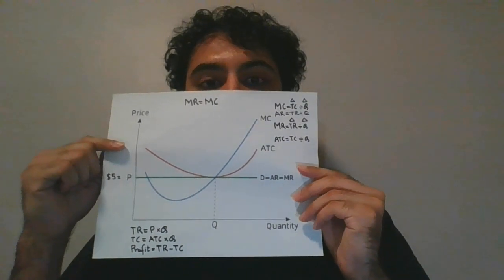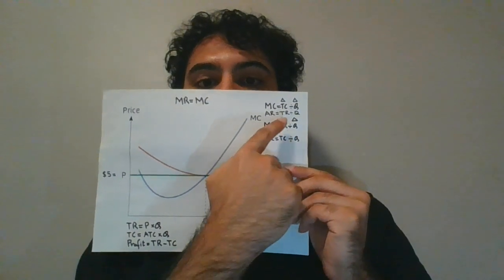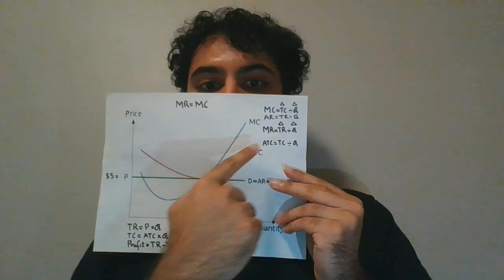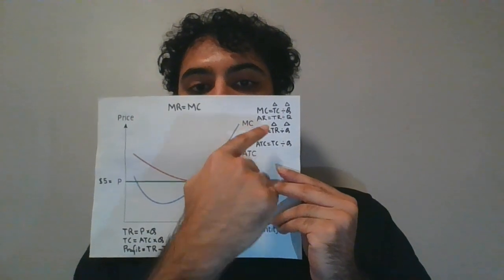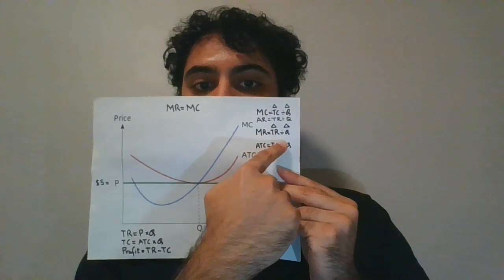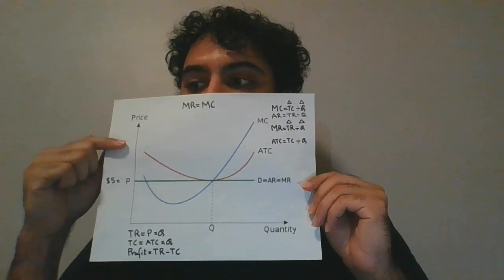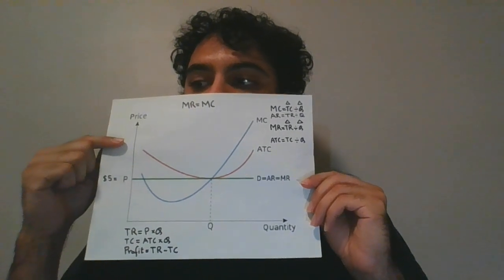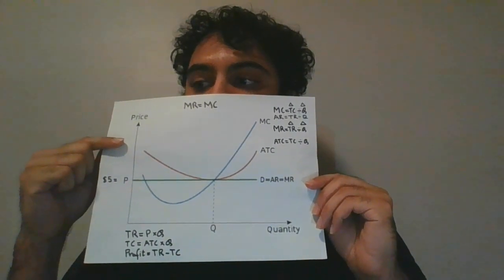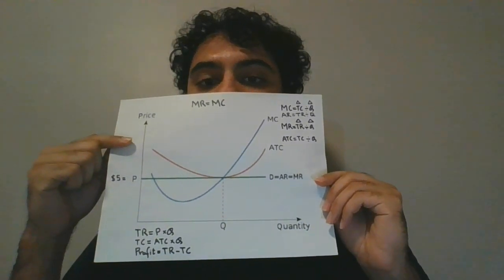So for average revenue, you'll see over here that to get average revenue, you just divide total revenue by quantity produced. And for marginal revenue, you take the percentage change in total revenue and divide that by the percentage change in quantity produced. So in a perfectly competitive market, because the price is constant, the demand curve, the average revenue, and the marginal revenue are all represented by the same horizontal line at the market price.